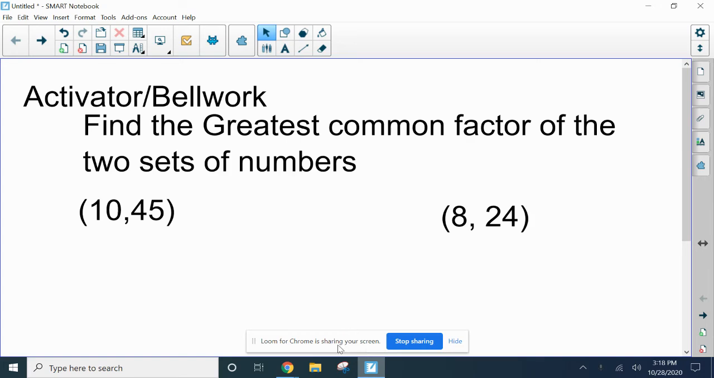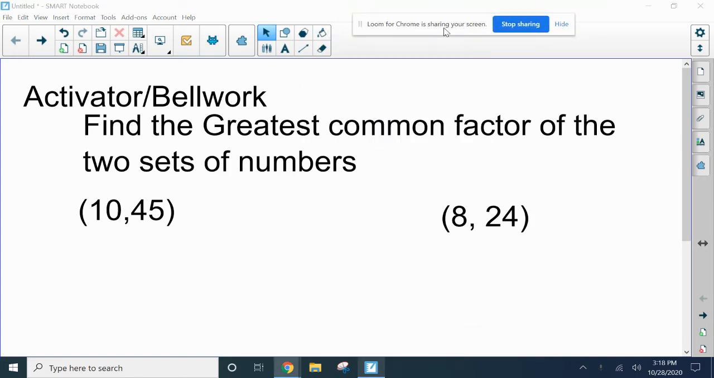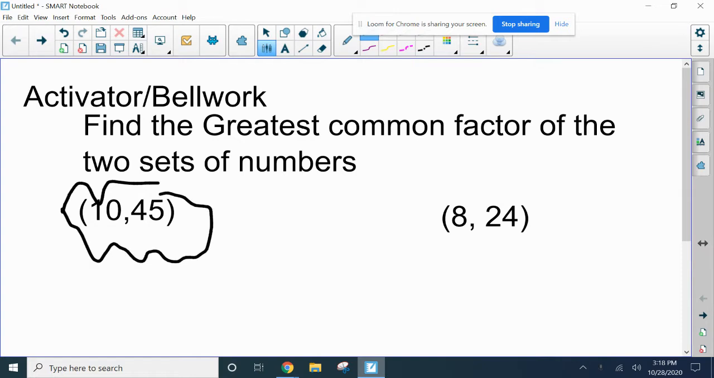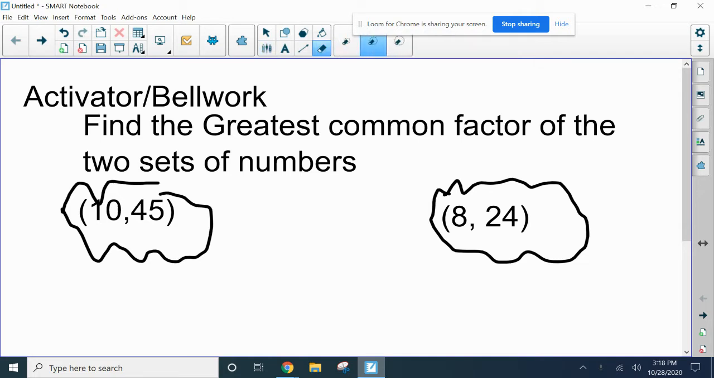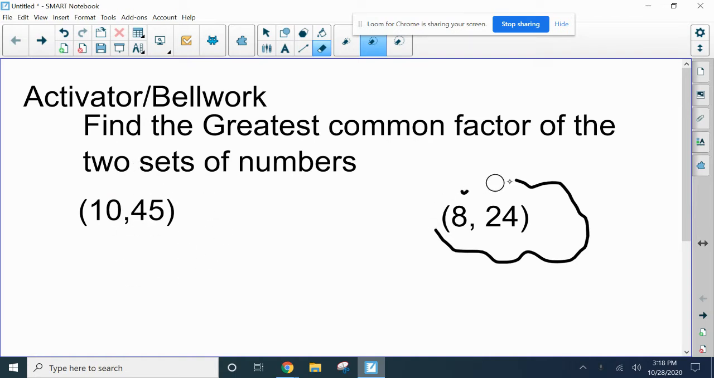All right, so today I want you to go ahead and start with the activator. In order to do that, I want you to use these two sets, the 10 and 45 and 8 and 24, to find your greatest common factor. And when you're done, we'll go over our objective and why this connects to our objective.